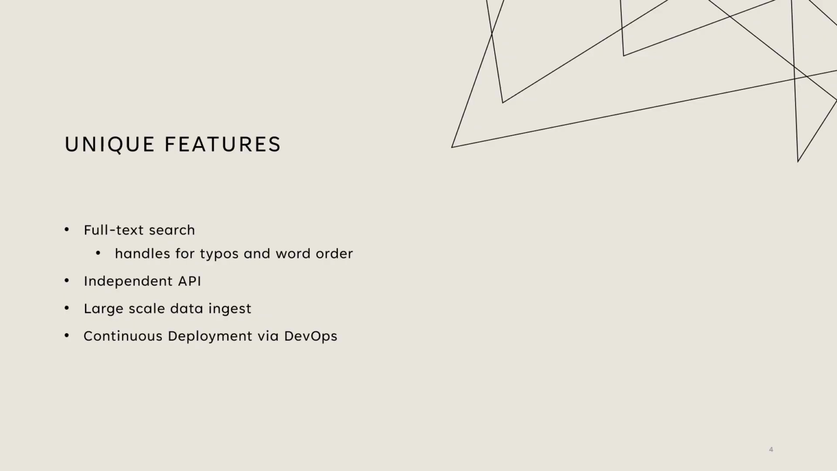So a couple of unique features about our project. It is capable of handling full text search. That means that when you search something up on our API, it can handle for typos and also word order. Also, our API is an independent API. It does not rely on any outside data. We have it all stored in an S3 bucket. We also did large-scale data ingest. We ingested an entire government API to create ours, and we have continuous deployment via DevOps.